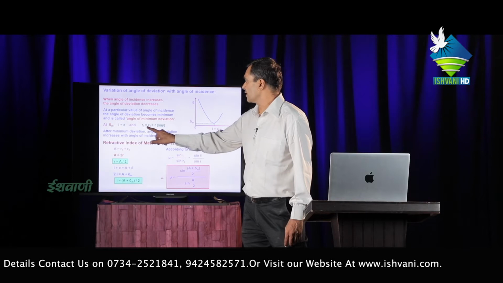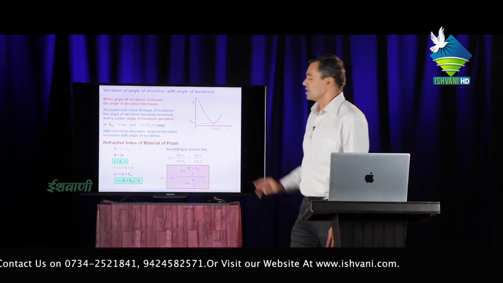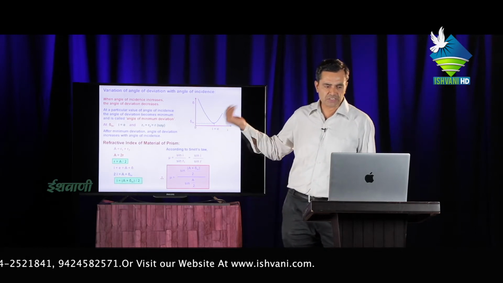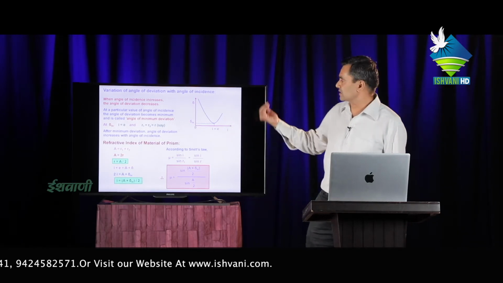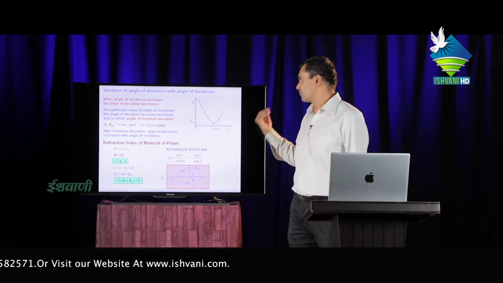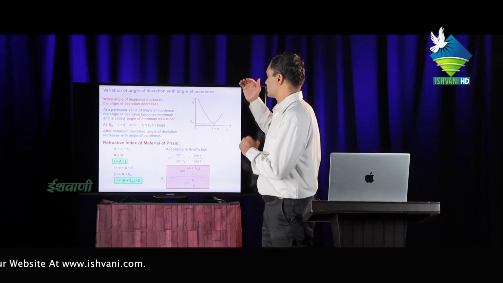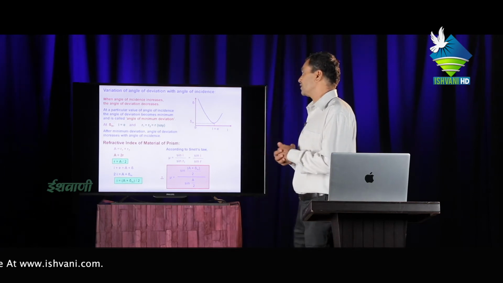And then R1 equals R2 equals R. After minimum deviation, the angle of deviation increases with the angle of incidence. That means after the angle of minimum deviation, if the angle of incidence increases, then the deviation again increases.